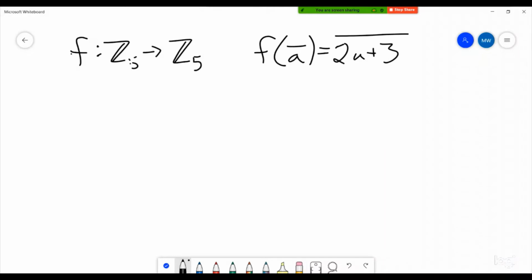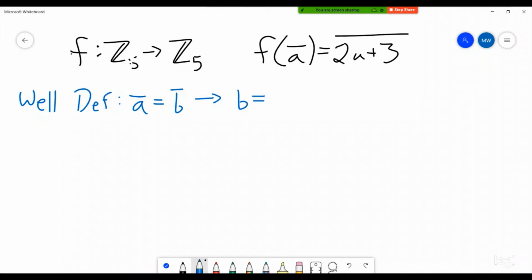So to start, let's write down what we're doing. So this is well-defined. So that's where we are going to assume that we have two different ways to write the same thing. Which tells us that we can probably write b as being a plus 5 times k. And by probably, I mean definitely, because this is how two elements in the same class are defined. So we can write b as a plus 5 times some integer k.